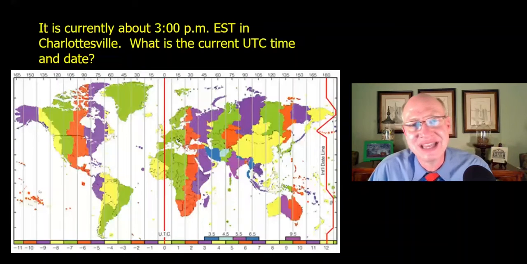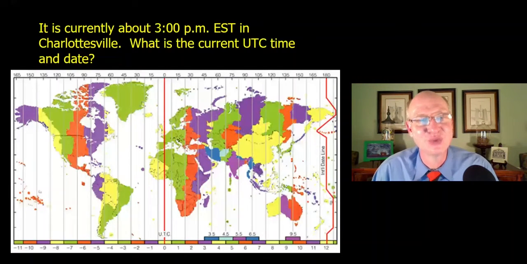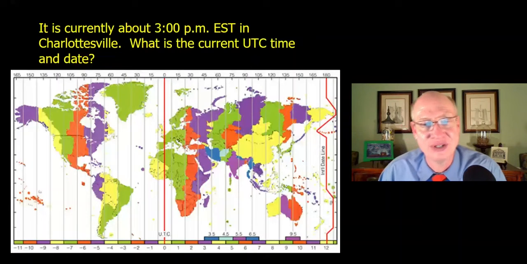So the answer to this is not 8 p.m. Tuesday, because remember, universal time operates on a 24-hour clock. So it is, in fact, 2000 hours universal time on Tuesday. So the right answer to this one is 20 hours universal time, 2000 hours universal time, Tuesday. So that's the right answer to that one.